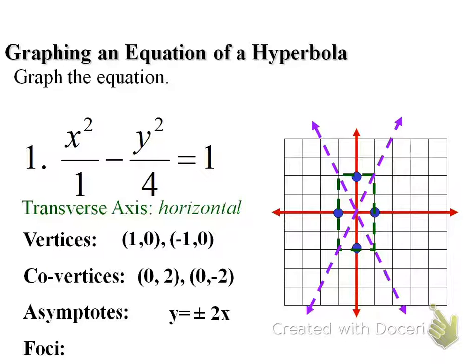What are your questions so far? All right, one last thing I want to find are my foci. I need to find c squared. So I'm going to do a squared, which is 1, plus b squared, which is 4. When you add those, you get 5. When you take the square root of 5, you get 2.2. So I am, again, going in the horizontal direction. So I'll have 2.2 comma 0, negative 2.2 comma 0.